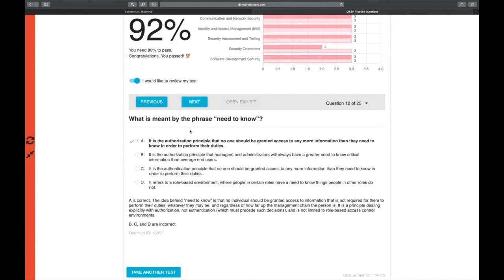What is meant by the phrase need to know? The idea behind need to know is that no individual should be granted access to information that is not required for them to perform their job duties.